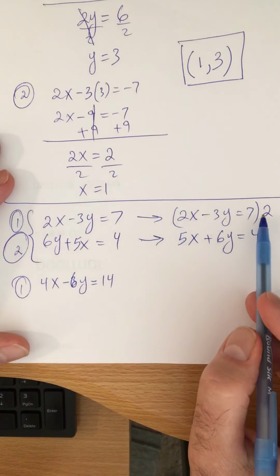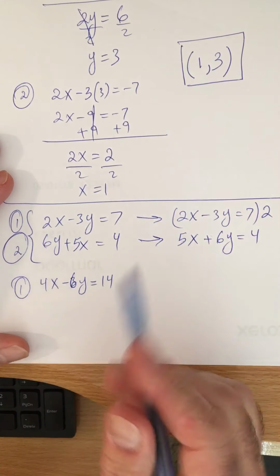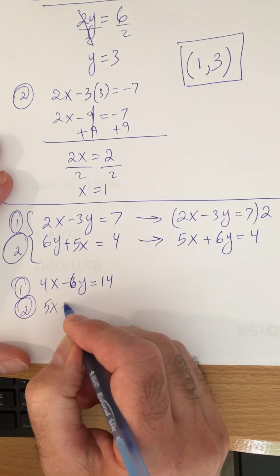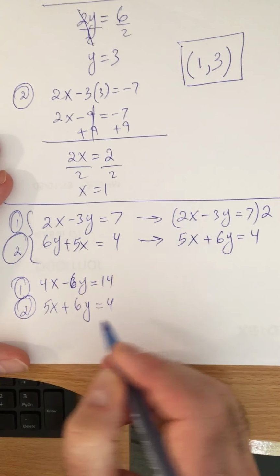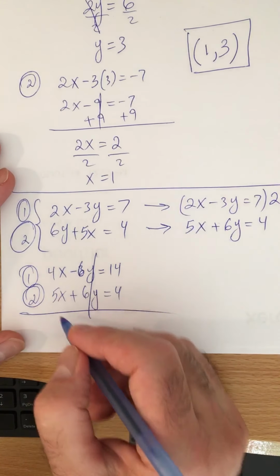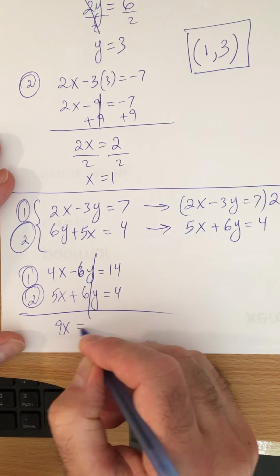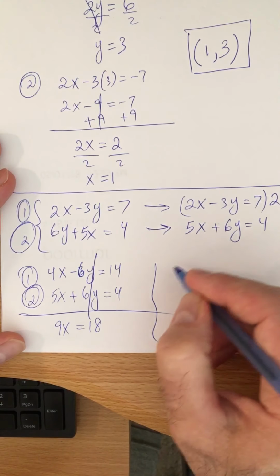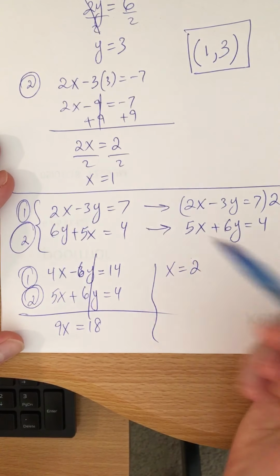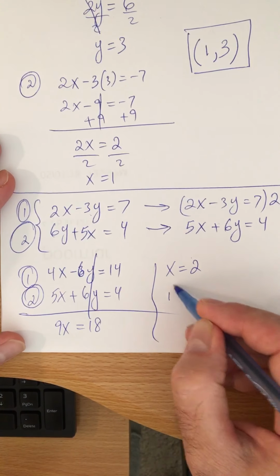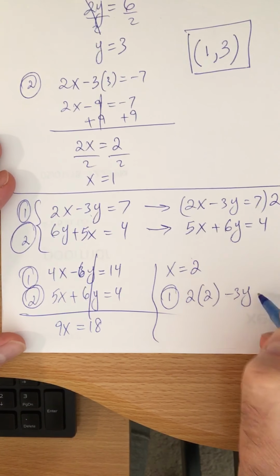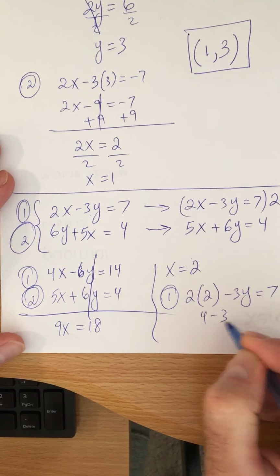So you got to multiply everything on both sides of the equation. Second equation stayed the same. So you have 5x plus 6y equals 4. Now you can add them. These guys cancel out. And what do you get? You get 9x equals 18, or x turns out to be 2. And then you plug it back into one of the original equations. Let's plug it back into equation 1. So x is 2, so you have 2 times 2 minus 3y equals 7. That's 4.